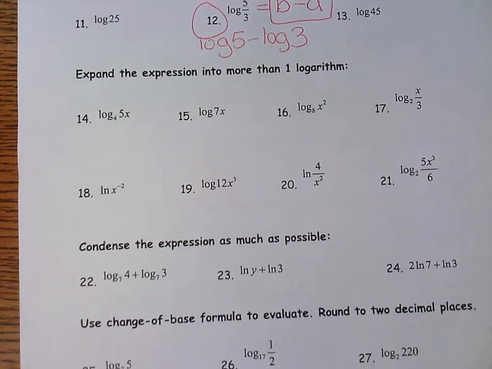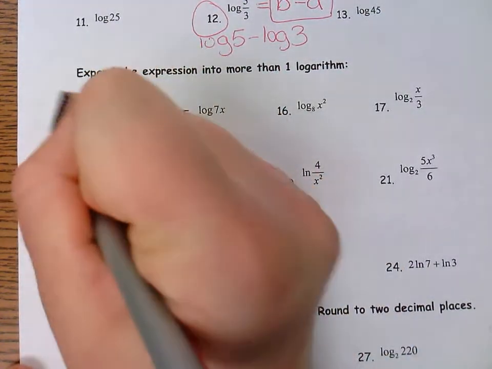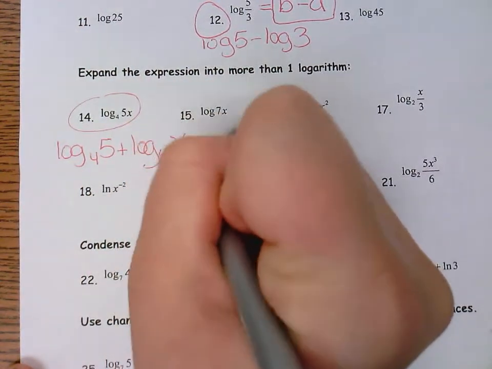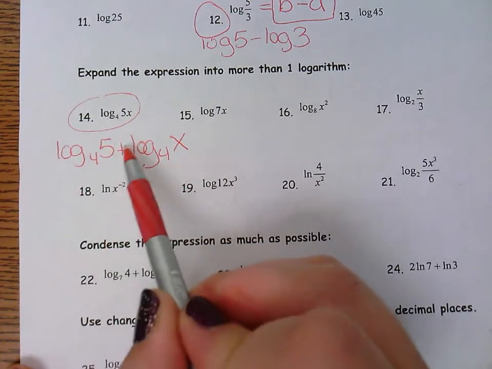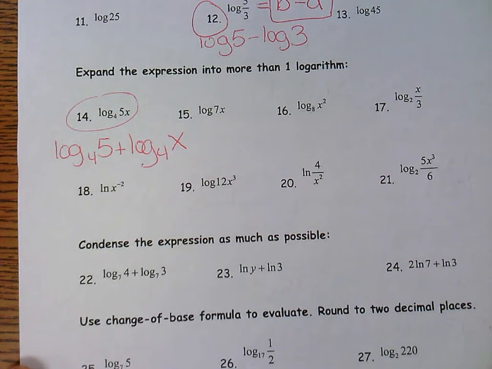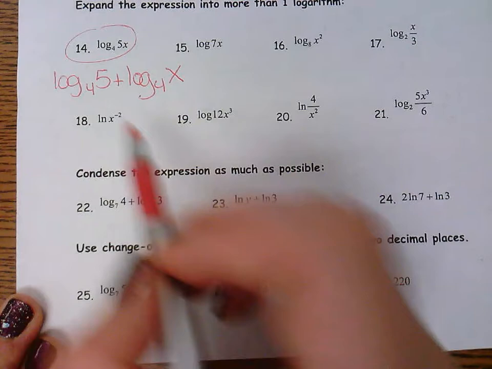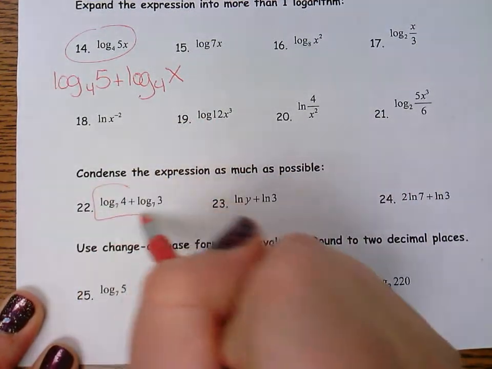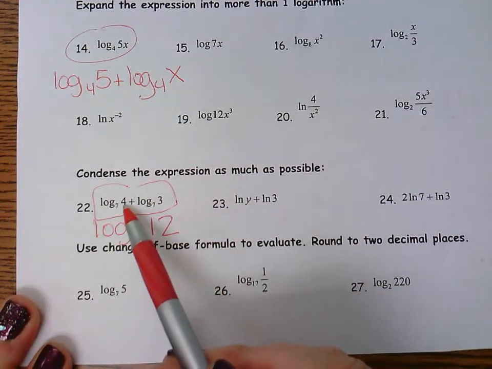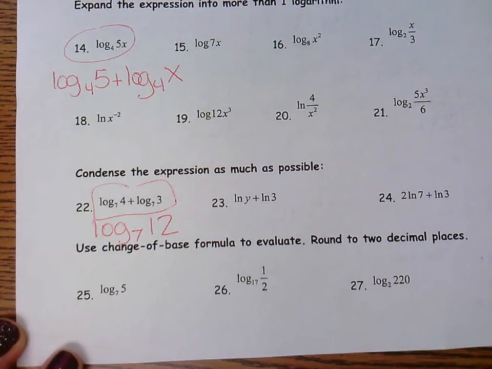On 14, you're expanding the expression. So if you're multiplying inside the log, right, you would write it as the sum of two separate logs. So the log base 4 of 5 plus the log base 4 of x. So you're taking it one step further out. But on 22, you're taking it one step further back in. So if you have two separate logs, now you've got the log base 7 of 12, because 4 times 3 is 12. So you're looking to see if you're doing addition or subtraction.